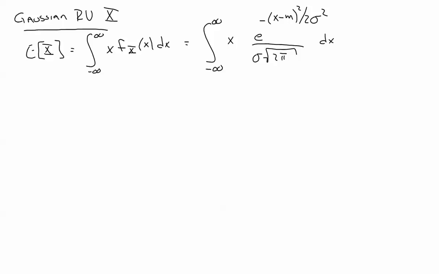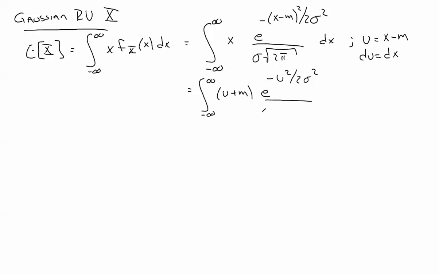Let's make a change of variables. Let u equal x minus m and du equals dx. Make my change of variables and I get an integral from minus infinity to infinity of (u plus m) e to the minus u squared over 2 sigma squared, over sigma square root of 2 pi, du.